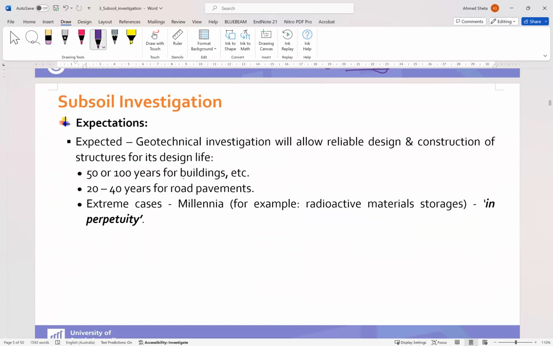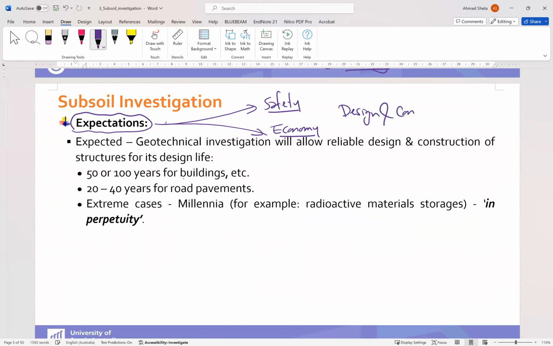Okay, what are the expectations from subsoil investigation? The expectation again is we need to satisfy the safety and economy of the design and construction process. So we need to achieve safety and economy. Also, we need to allow for reliable design and construction of the structure for its design life. So we also need to achieve the design life of the building.